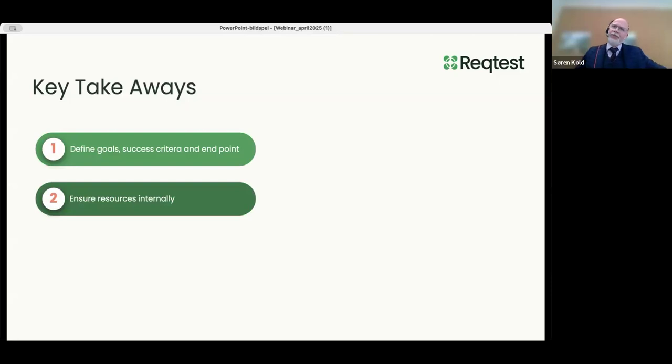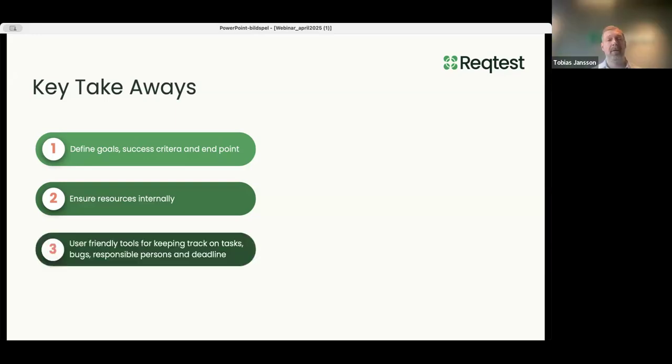And then the second one about the resources. Yeah. Make sure that you have plenty of resources, the right resources, and they are freed up so they are not getting stressed and falling out of the project. Very important part. Yeah, no, I agree.